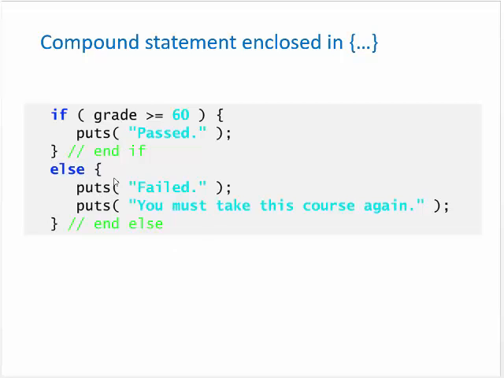Else, what's going to happen if the test evaluates to false is in curly brackets, and you have to have the curly brackets here because two things happen. You're going to put failed to the console, and you're going to put another statement to the console. In this case, you have to have the curly brackets, and this is what's called a compound statement.